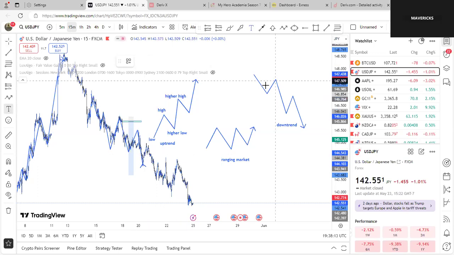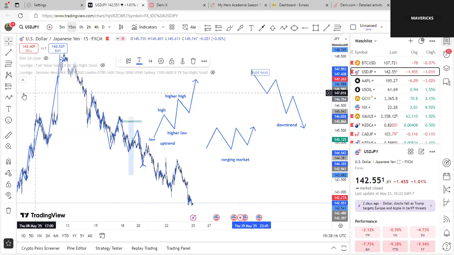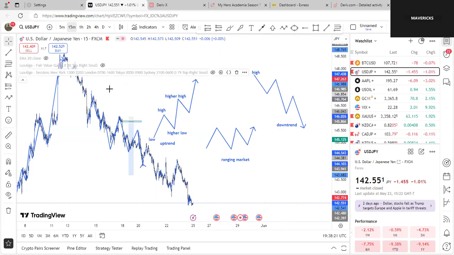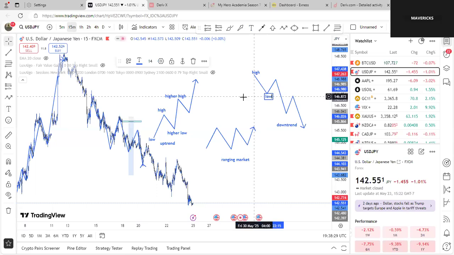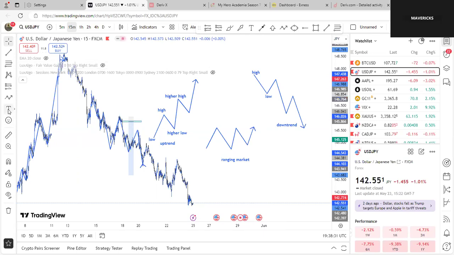But the reverse is the case for a downtrend. In the downtrend, we have a high, and we have a low. And then price continuously creates lower highs and lower lows. Are you guys getting me now?